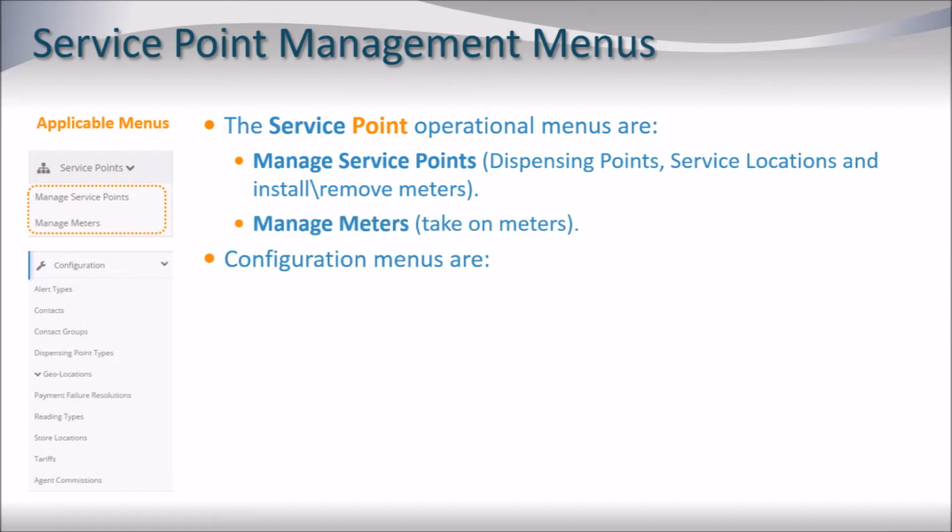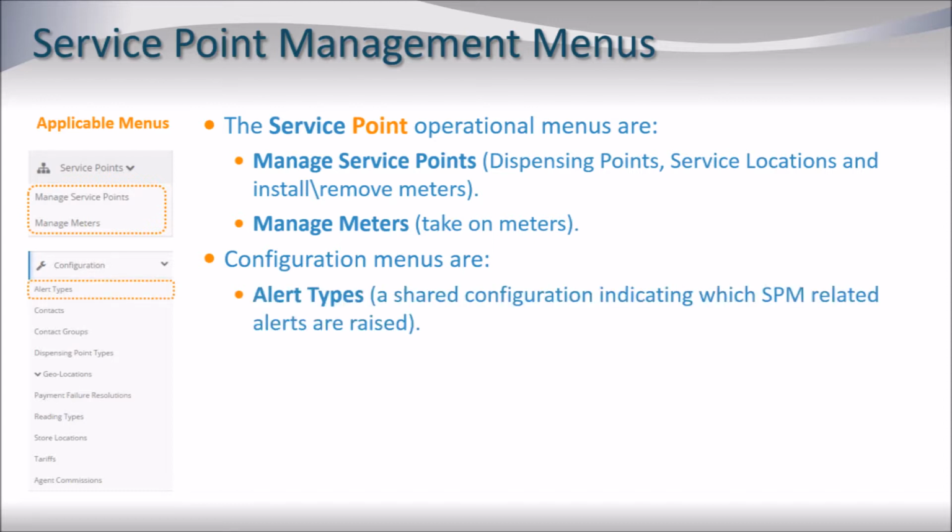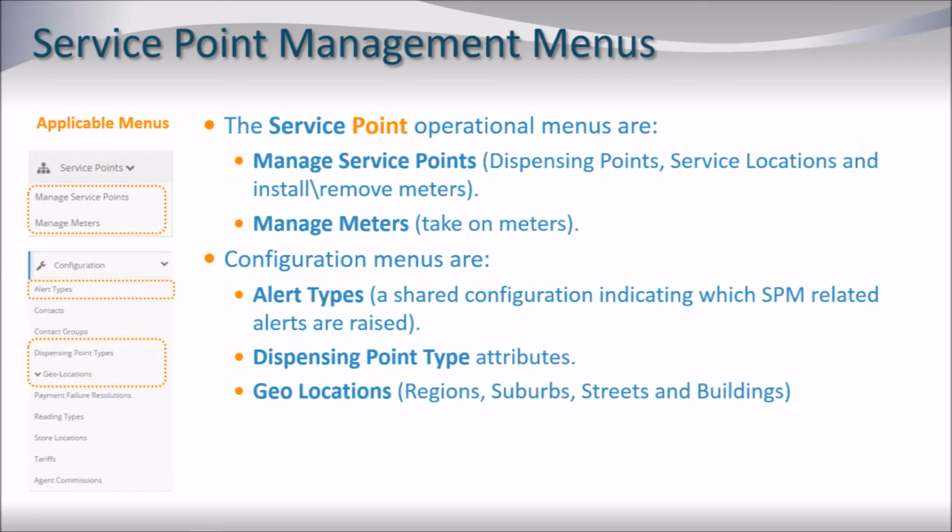The configuration related menus are Alert Types. It's a shared configuration indicating which service point menu related alerts are raised, and dispensing point type attributes. Geolocations, that's regions, suburbs, streets and buildings, and store locations.